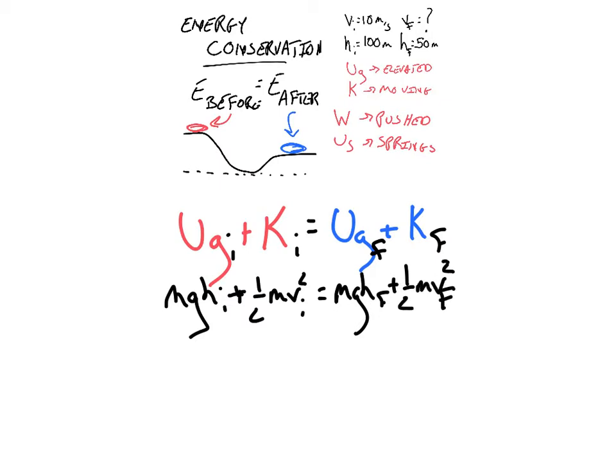Now what's nice is they didn't give us the mass, but we don't need it. There's a mass in every single one of these equations. So we can cancel that. We can only do that because it's in every single one. If it's not in every single one, you can't cancel it.